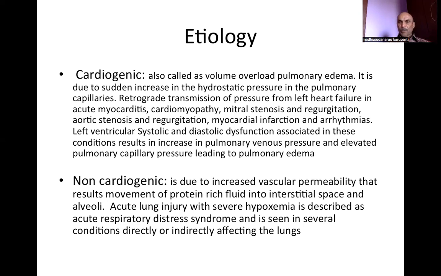Well, retrograde transmission of pressure from the left heart failure in acute myocarditis, or acute myocardial infarction, cardiomyopathy, mitral stenosis, mitral regurgitation, aortic stenosis, aortic regurgitation, which are all associated with some degree of ventricular dysfunction, results in the elevated pressure in the left atrium. So the elevated pressure in the pulmonary capillaries, thereby resulting in the movement of the fluid into the pulmonary interstitial compartment. This is what happens in cardiogenic pulmonary edema.